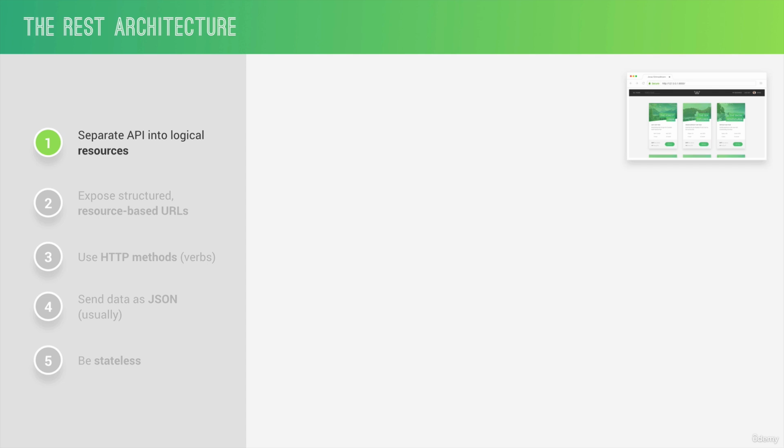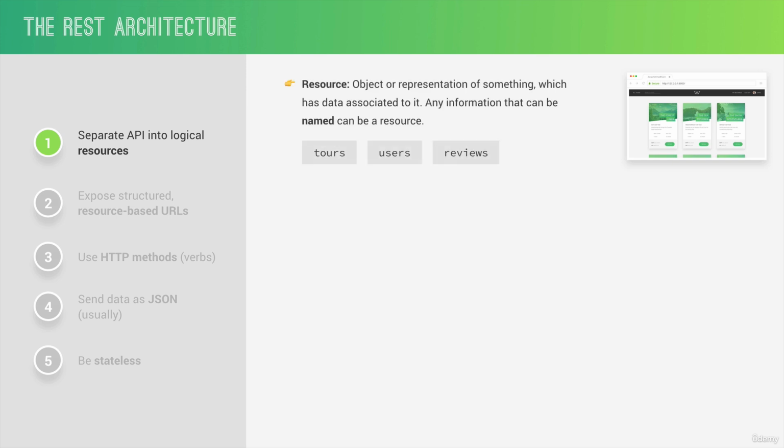So the key abstraction of information in REST is a resource, and therefore all the data that we want to share in the API should be divided into logical resources. Now, what actually is a resource? Well, in the context of REST, it is an object or a representation of something, which has some data associated to it. For example, tours, or users, or reviews, in the case of the example that we're following. So basically, any information that can be named can be a resource, alright?